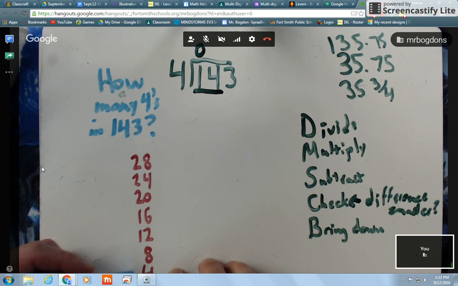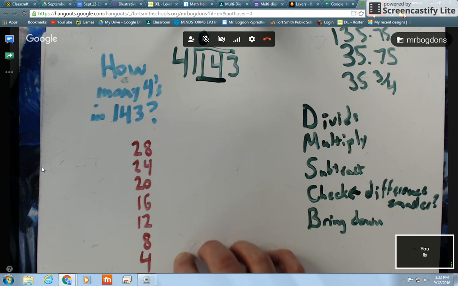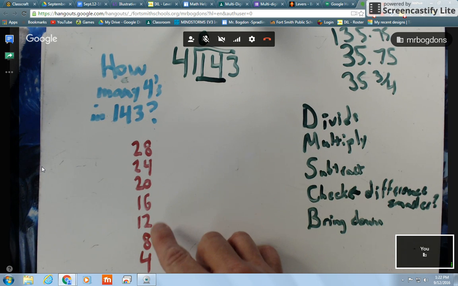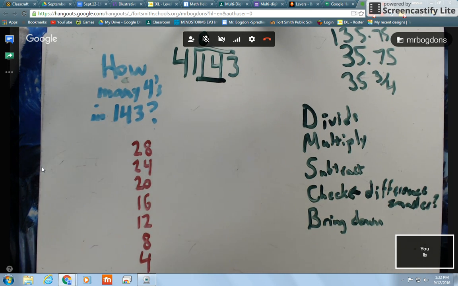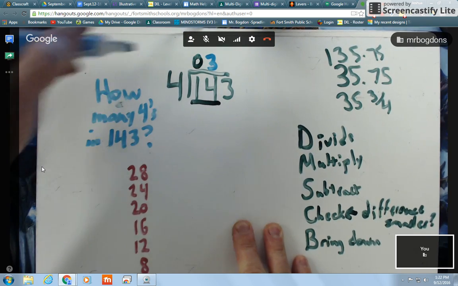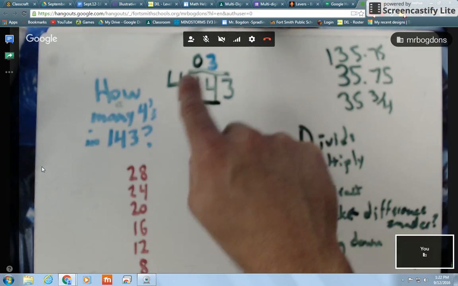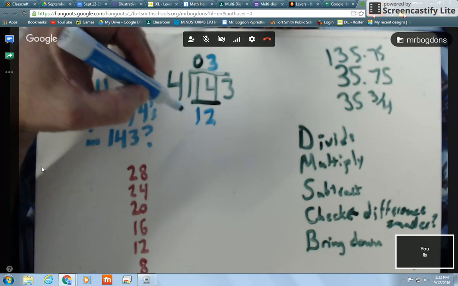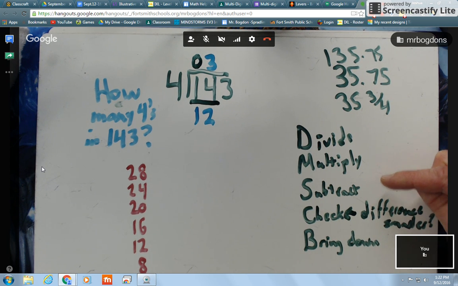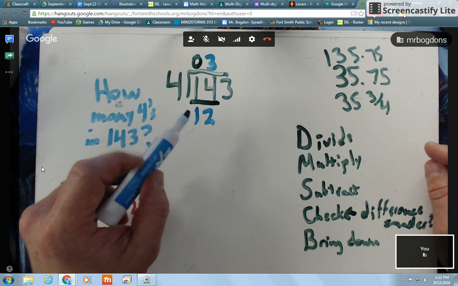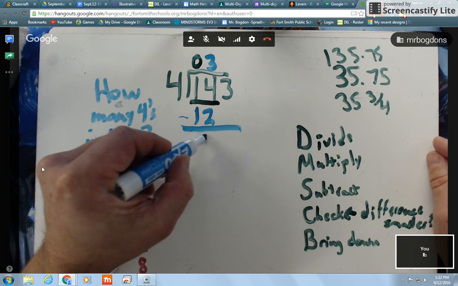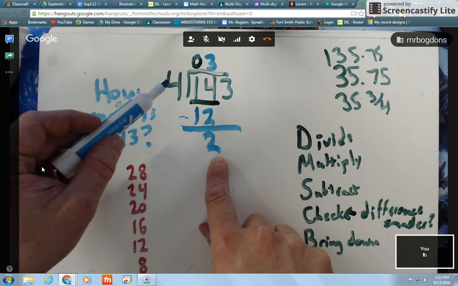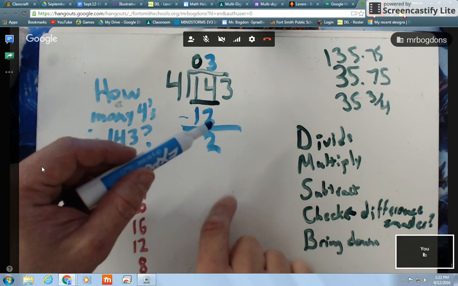Okay, so I can tell that in order to be in the Goldilocks zone of not bigger than 14, but as close as I can get to it, I can take 1, 2, 3 groups of 4. So here I write 3. Now I'm on to multiply. What's 4 times 3? 12. Now I'm on to subtract. What's the difference between 14 and 12? 2. Check. Is my difference smaller than my divisor? Yes. So now I'm on to the last step, bring down.